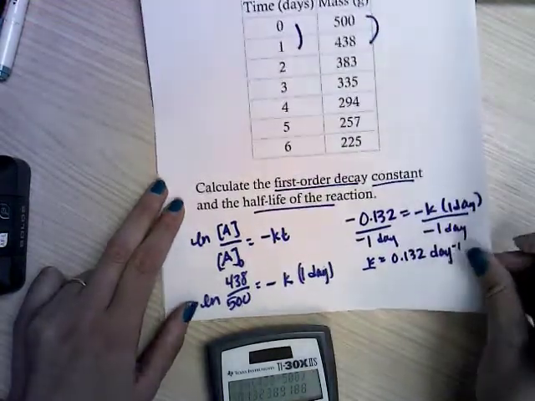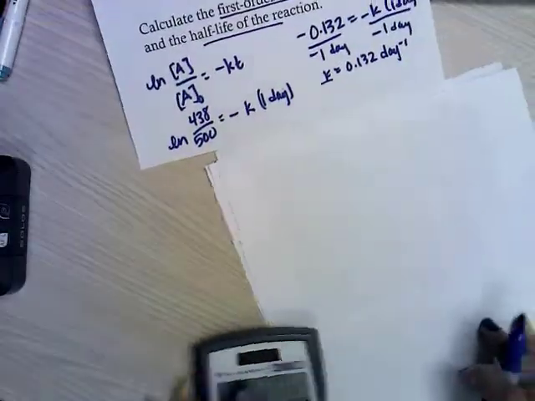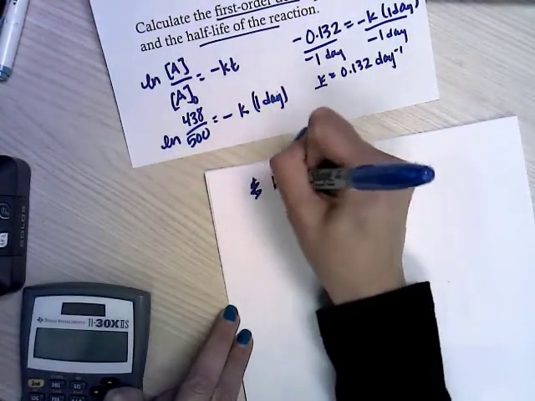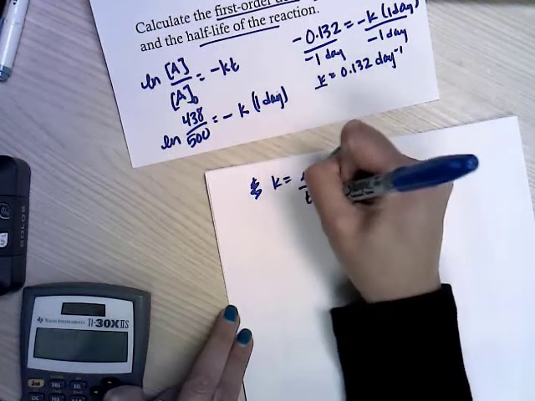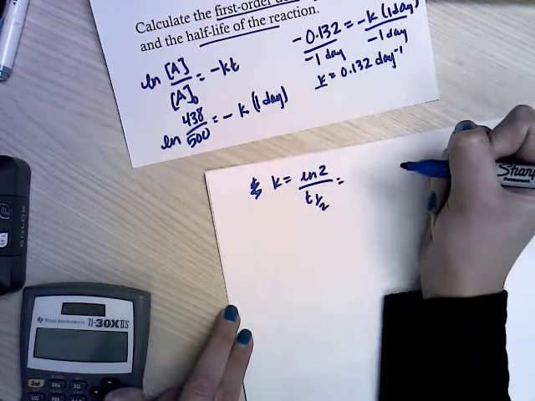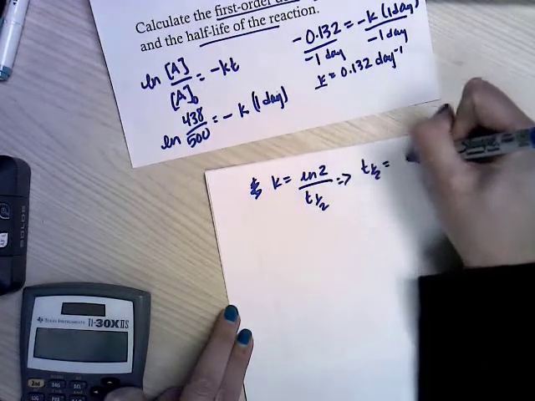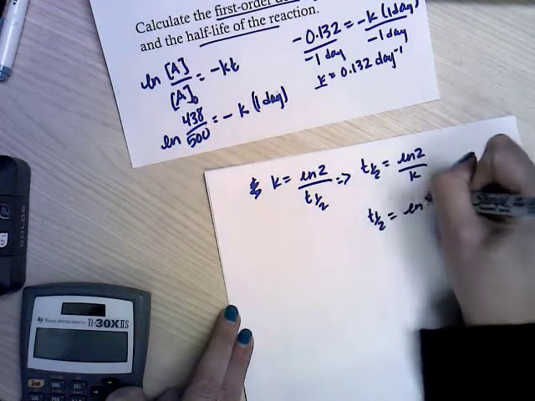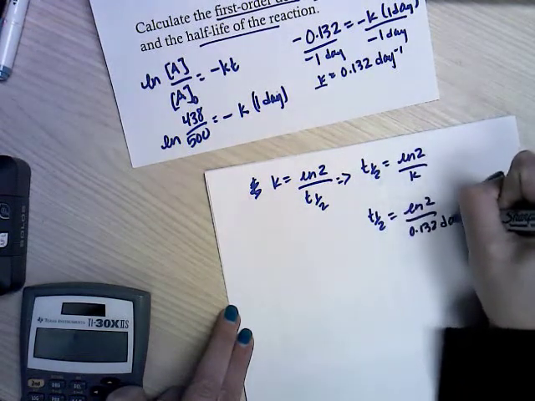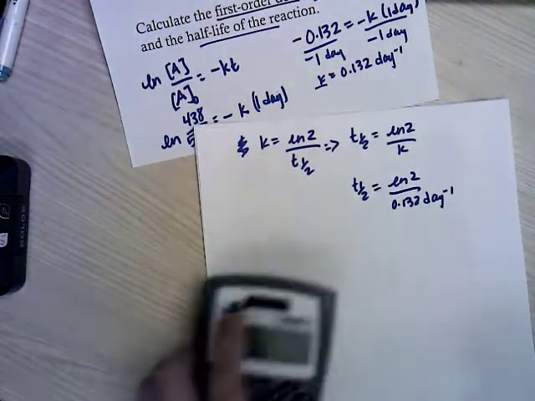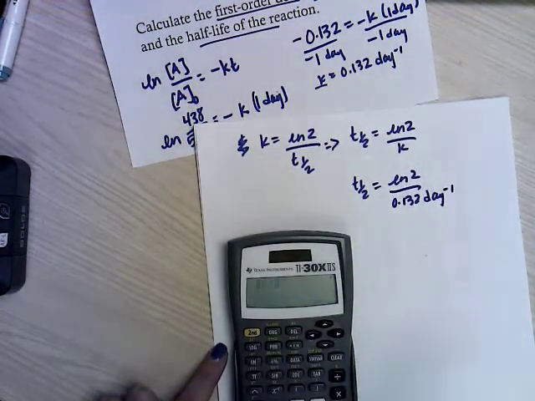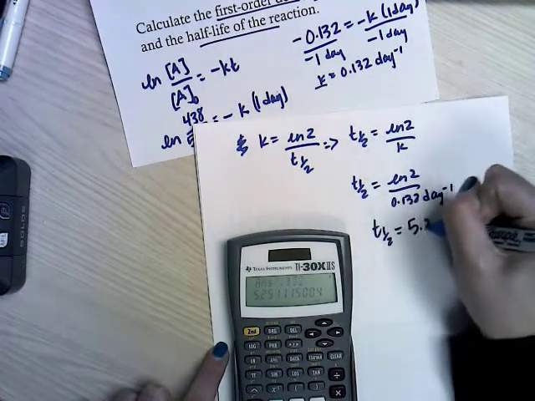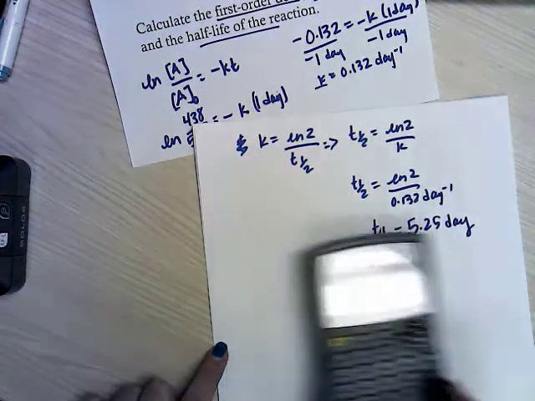Then I can figure out the half-life using the first order equation for half-life. However you want to think about it, I wrote K equals natural log of 2 over the half-life, but that's the same as the half-life equals natural log of 2 over K, which is what I actually want. So I'll take natural log of 2 and divide it by my K that I got, which is the 0.132 inverse days. All right, natural log of 2 divided by the K, and I get 5.25 days. So the half-life should be about 5.25 days.